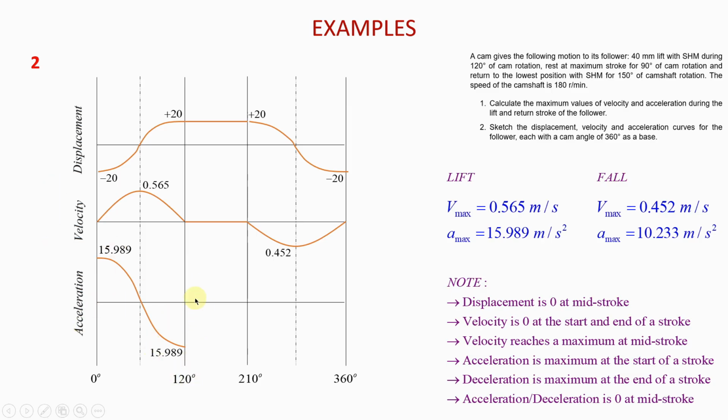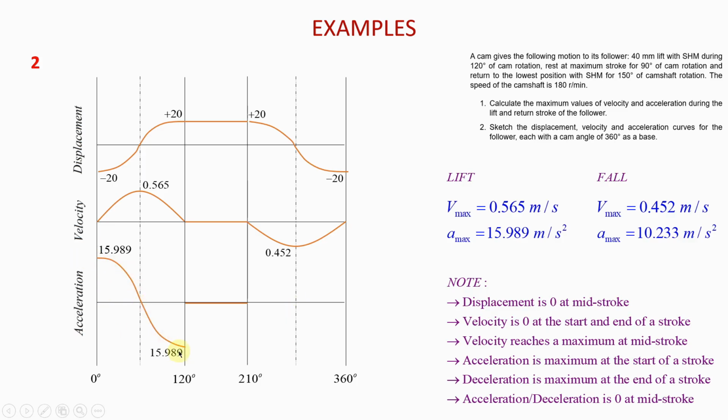And then after this, you have the dwell phase. When the follower is dwelling, it is not moving, so its velocity is 0, and also its acceleration is 0, because it's dwelling, it's not moving. Okay, after the dwell phase, then you have the follower falling. Again, because it is falling, okay, you will have a maximum at the beginning and a maximum at the end, but at mid-stroke it must be 0.